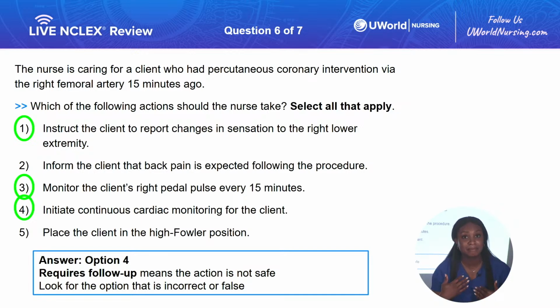If they're experiencing back pain, because they are going to be laying flat, which is option 5, they're not going to be in a high Fowler's position. They're going to be laying flat for a certain period of time just so they don't compress that blood vessel that they just went through. Blood can pool to their backside and cause pain, which is a complication, retroperitoneal pooling of blood. So that is something that we want to look out for and is not expected. That is a complication. And the high Fowler position is the exact opposite of what we want to do. We want to have these clients laying flat for a significant amount of time.